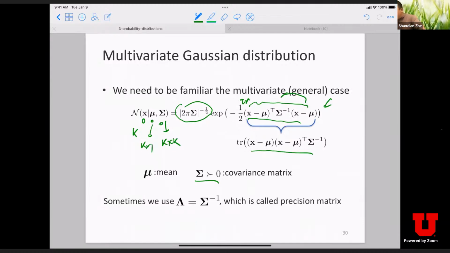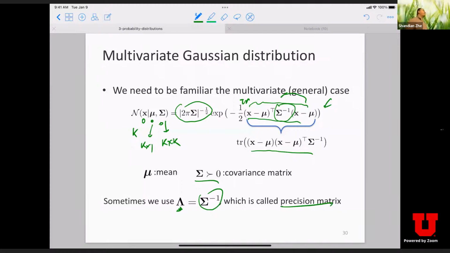So sometimes people feel like, why should I memorize a big sigma matrix and then take its inverse to compute this density, right? Sometimes people directly parameterize sigma inverse. Here we denote it by big lambda, right? So we call sigma inverse, or big lambda, the precision matrix or inverse covariance matrix. They can be used interchangeably.